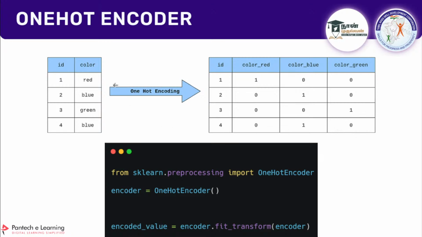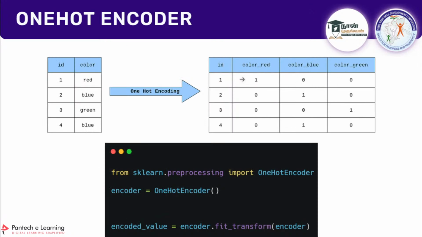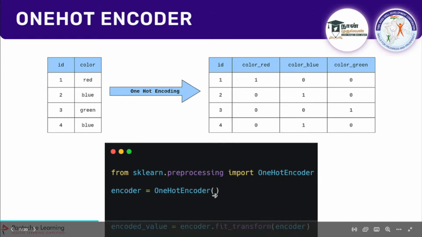Do you understand, guys, what is happening behind this one hot encoding? This is actually not giving any order or hierarchy. It is just doing binary encoding by creating new columns. To do this, we have to import one hot encoder from sklearn.preprocessing. The O, H and E will be in caps. You have to create an object for it, and then with that you can fit and transform the values. Once you've done it, you can see the results.